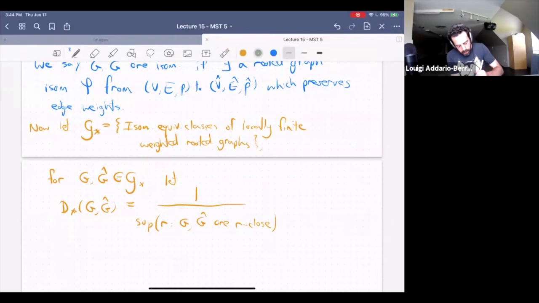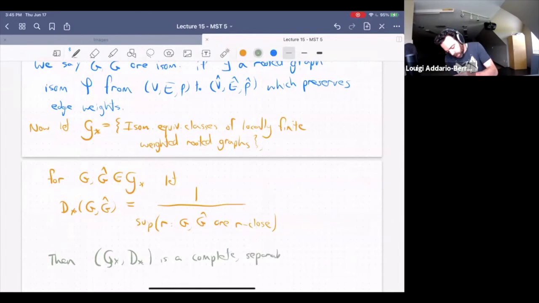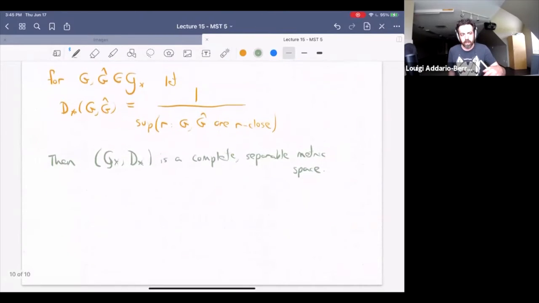Okay, so this again gives you a complete separable metric space. For separability, you can think of only allowing rational weights, for example. If you look at isomorphism equivalence classes of finite graphs with rational edge weights, then that forms a countable dense set within this space.